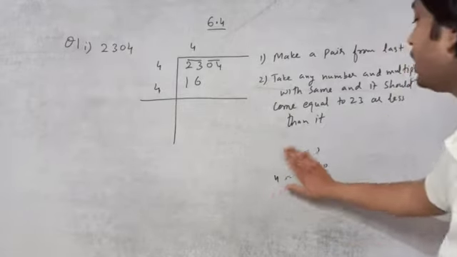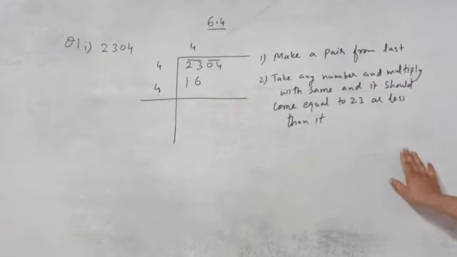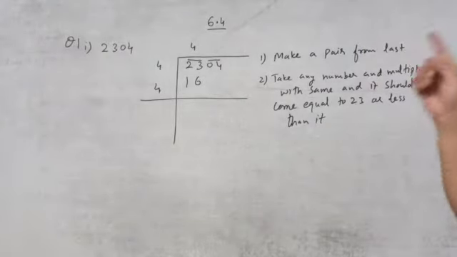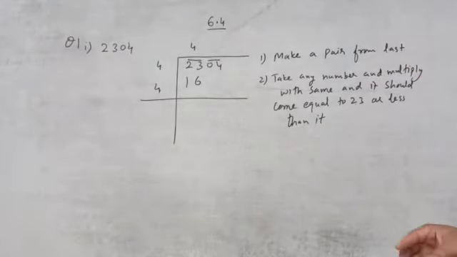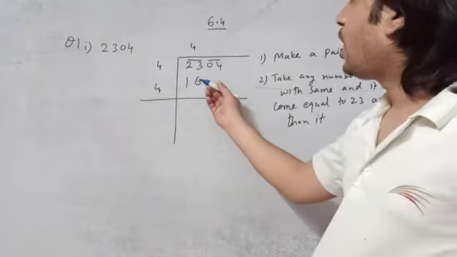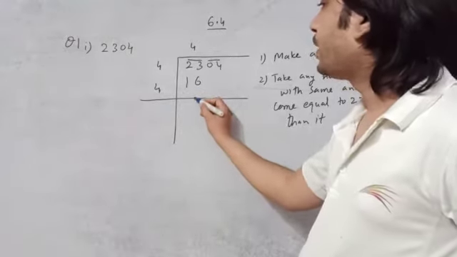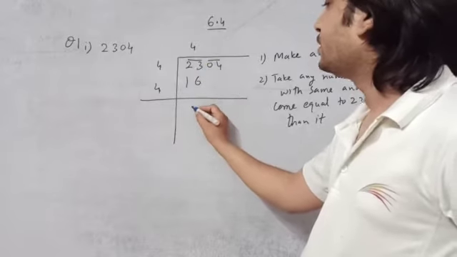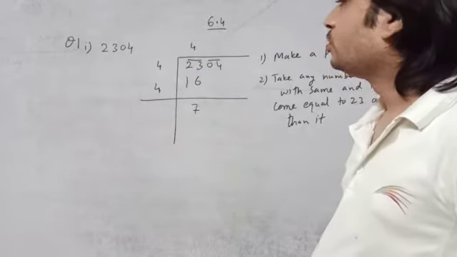And whatever number we are taking, we have to multiply with the same number. So we have taken the 4, so we have to multiply with the 4 only. So here 4 came. After this, what are we doing? Here we are doing the minus. 23 minus 16 is how much? 7. So we have written the 7.